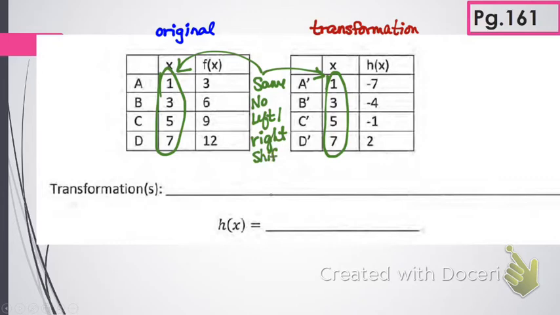So what is h then? 0. I'm not going to need to write it down since it didn't move left or right at all. All right, let's go look at the y's now, the output. Are these the same? No.